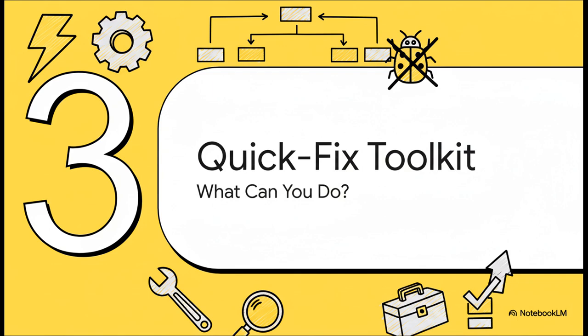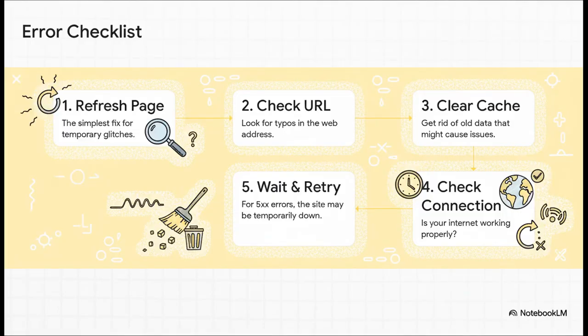So, knowing the difference between a 400 and a 500 error is powerful stuff. But what can you actually do when you see one? Let's run through a quick troubleshooting checklist. First, the absolute classic. Just hit refresh. You'd be surprised how many temporary glitches that actually solves. Second, if you're getting a 404 error, double-check that URL for any sneaky typos. Third, try clearing your browser's cache. Sometimes old stored data can cause conflicts.